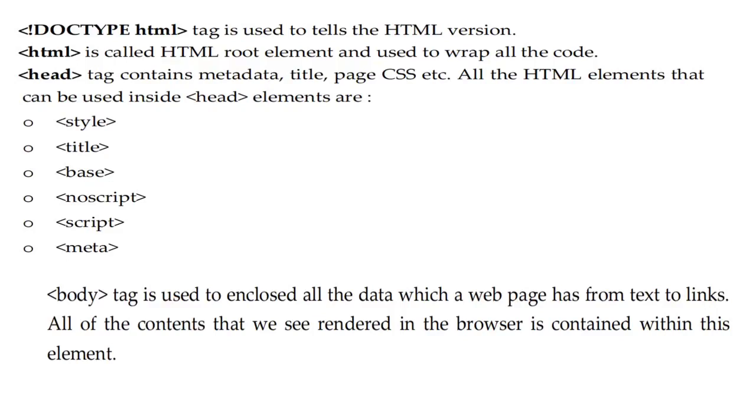Next is your HTML tag. This is the root element and is used to wrap all the code. Then your head tag comes with the metadata, title, page CSS, etc. The head tag can contain tags like style, title, base, noscript, script, meta, and so on. And the body tag, as I already told, holds the entire content of your web page or website.